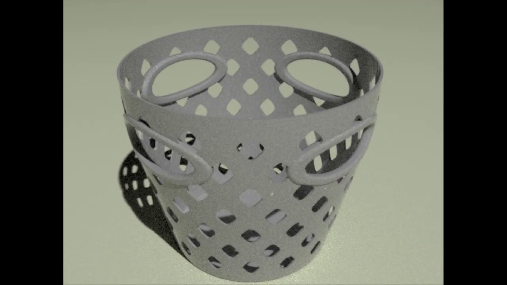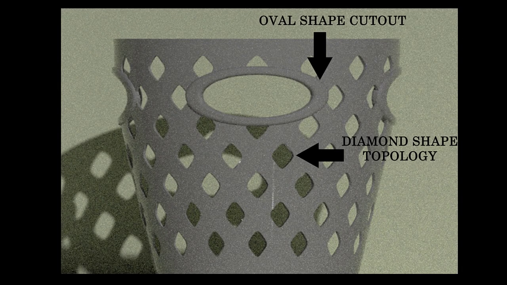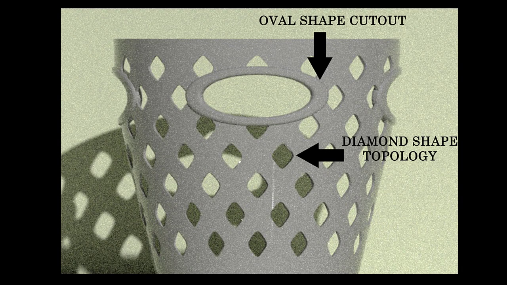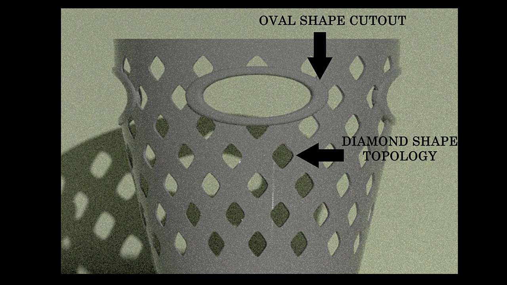Hello everyone, today I will be showing you how to model this type of object wherein there are two different topologies basically interacting with each other. Now as you can see, there is an oval shape cutout and a diamond shaped topology on the surface of this object.